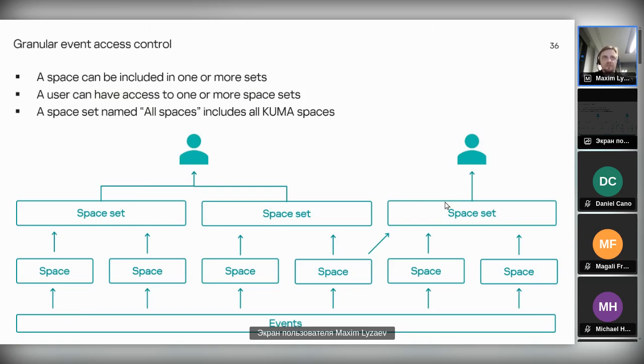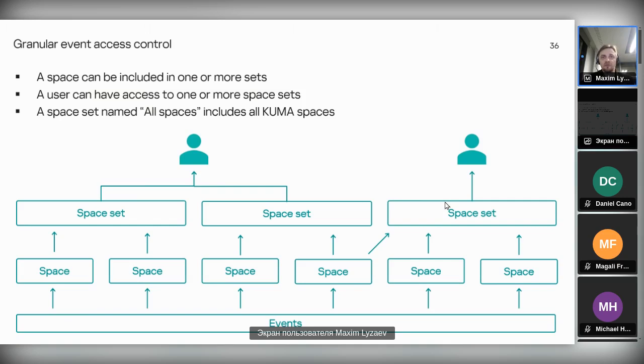Any questions about this? Do we have any templates for dividing the events into spaces? No. You have to divide events into spaces by yourself. By default, we have only two spaces: audit events and default space, I think. But you can create your own spaces.